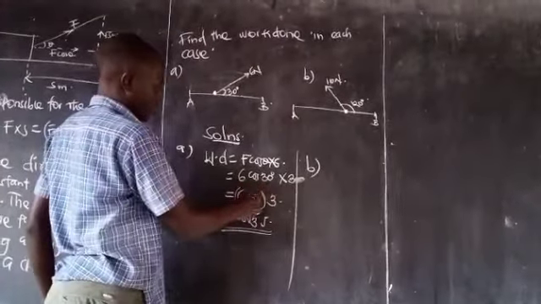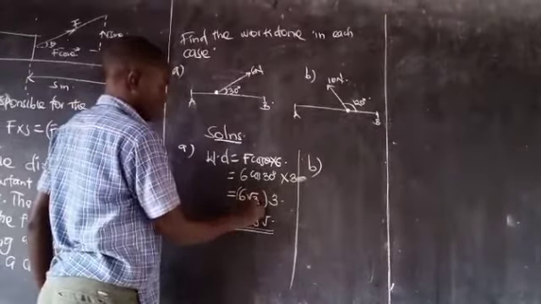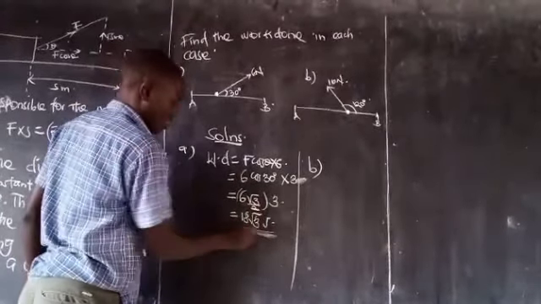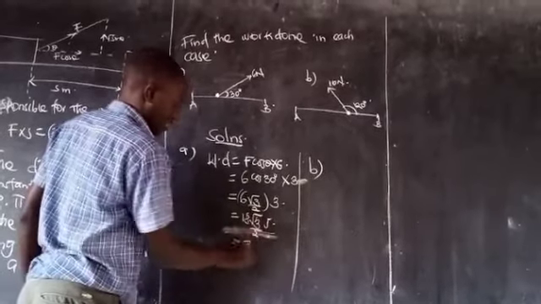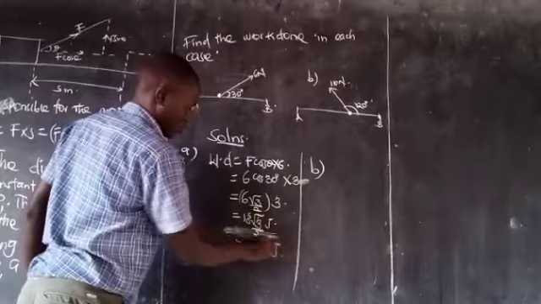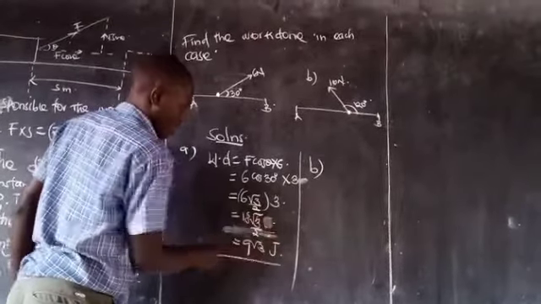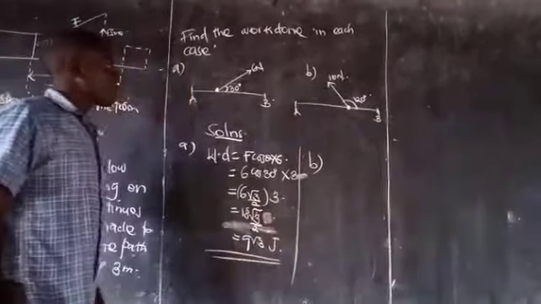Cos 30 is root 3 over 2, and so we have root 3 over 2 here, and this actually gives us 9 root 3 joules. That is the work done in part A.